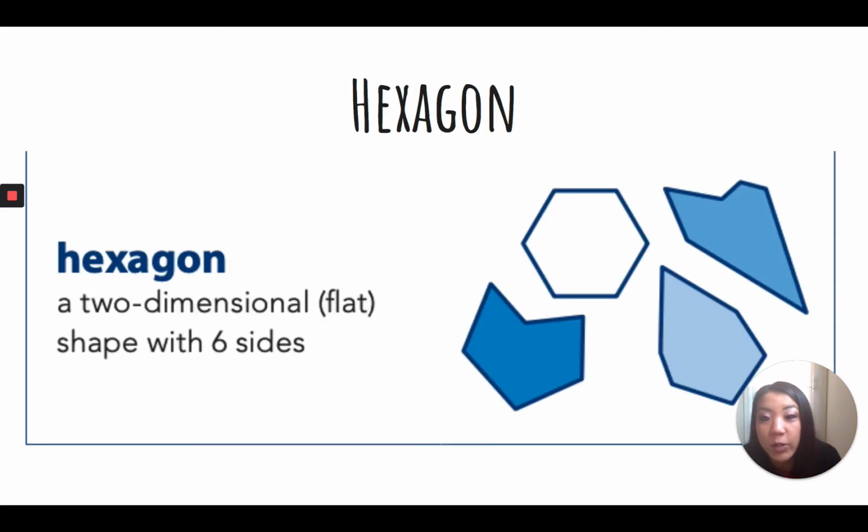The last shape we're going to learn is a hexagon. Mirrors up. A hexagon has 6 sides. Mirrors down. So it is a flat shape again, and it has 6 sides. I want you to look at all the shapes and count the sides. I'll give you a couple of seconds to make sure all these shapes have 6 sides.